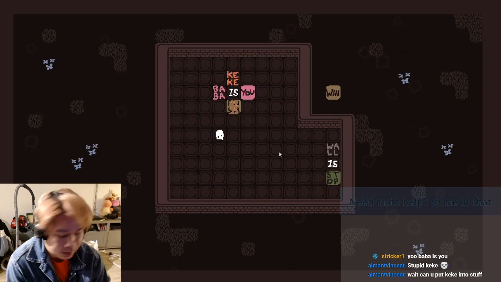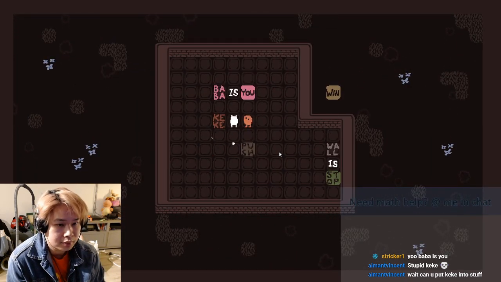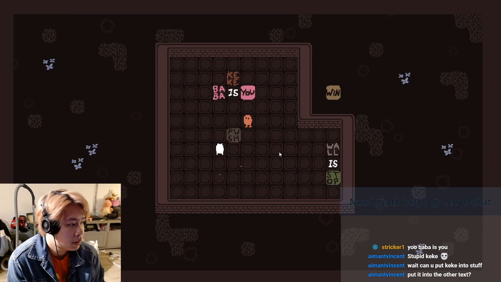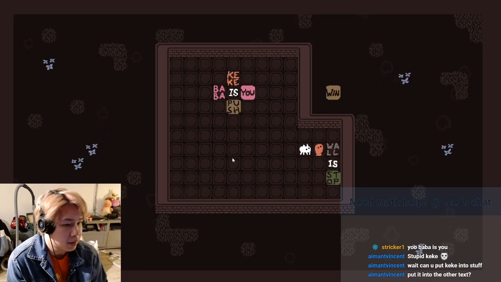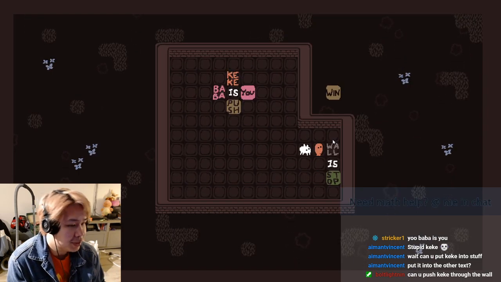Because you see what I just did right here is I made Kiki pushable. And then when Kiki is pushable, you can't put Kiki into things. No, you can't push Kiki through the wall.